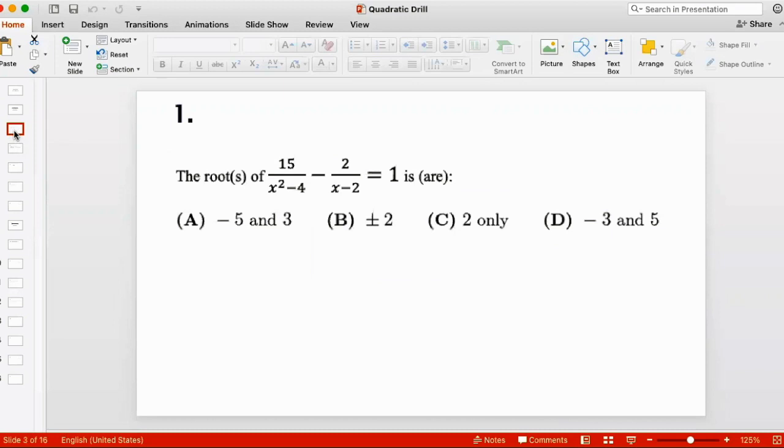Question 1. Pause the video at this stage and try solving it on your own. And when you have an answer, come back and check it.